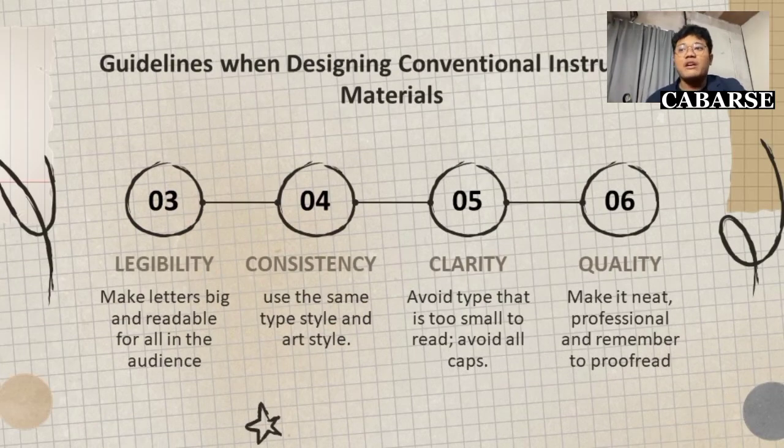Next, number 3, we have legibility. Make letters big and readable for all in the audience. That is one of the most important things in making your visual aid. It must be visible. Next is consistency. Use the same type, style, and art style. Do not make different styles. Just stay in one style. And then clarity. Avoid type that is too small to read, or avoid all caps. It must be formal. In making your visual aids, only the first letter of the word must be a capital letter. And next, quality. Make it neat, professional, and remember to proofread. Proofread, which means read again and try to correct if there's something wrong in your visual aid.